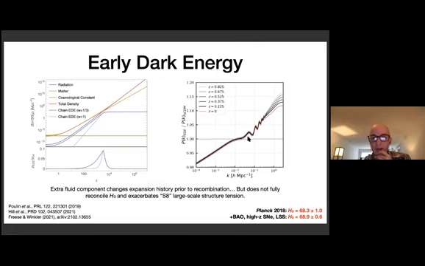And so, I think this is an interesting avenue for a bit more exploration. It's not clear quite how generic this problem is, this problem of worsening agreement with other data sets. Maybe there's some slightly different version of this early dark energy scenario that could do a better job. But right now, we're still a bit stuck, and we don't really have a great solution.